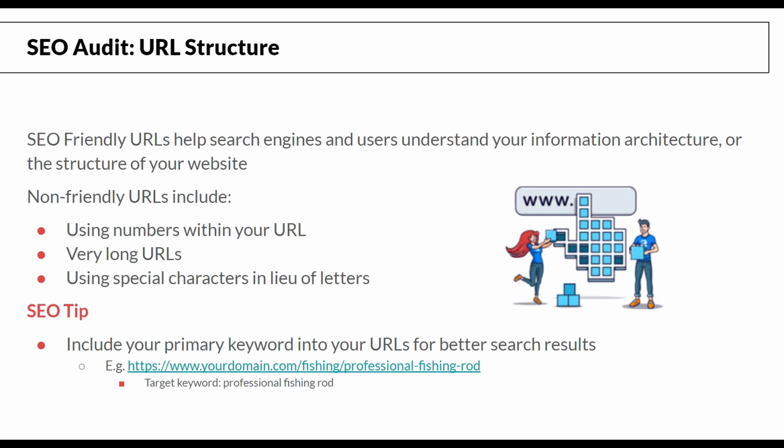So for an SEO tip, as we always know, for keeping your domain SEO friendly, we want to make sure that our URL structure is short and very organized, and that if we are targeting a specific keyword, we're mentioning that primary keyword somewhere in our URL structure. For this e-commerce example below, if we have a fishing store, www.yourdomain.com/fishing, we want to make sure that if this is a product page centered on a professional fishing rod, we're mentioning professional fishing rod in the URL.